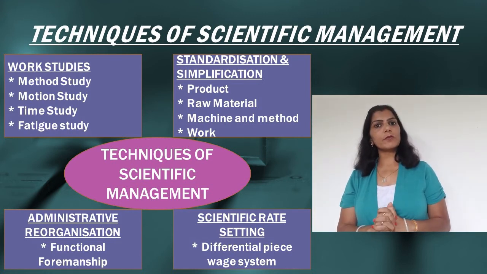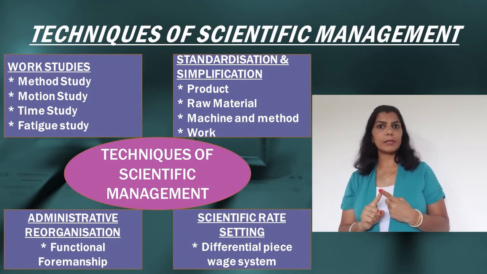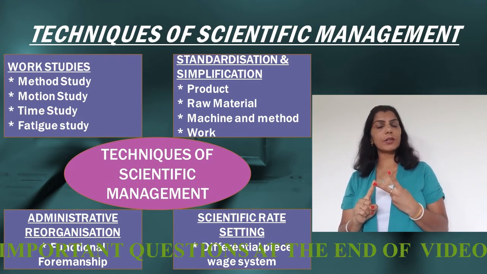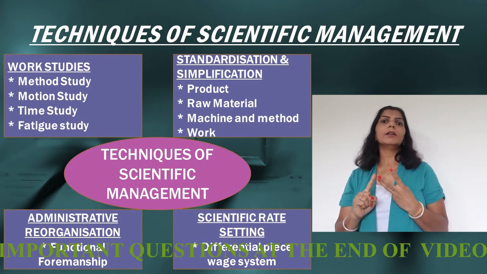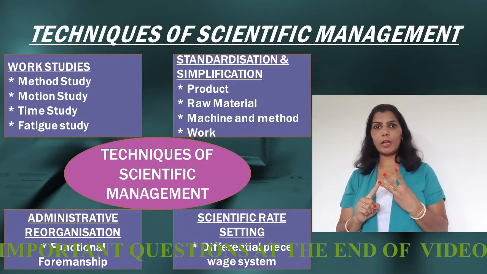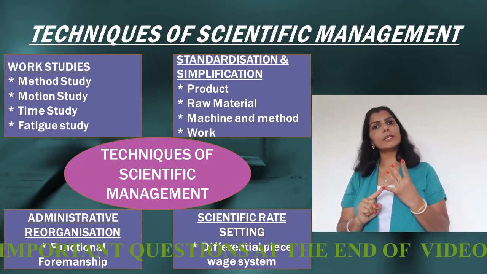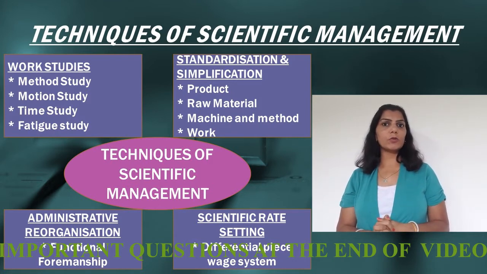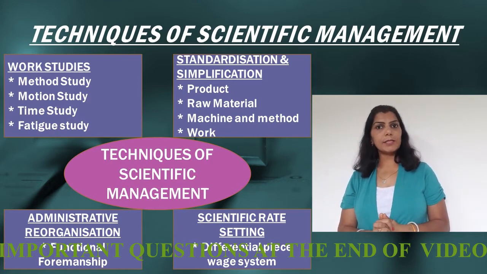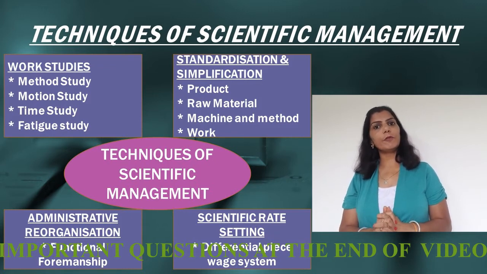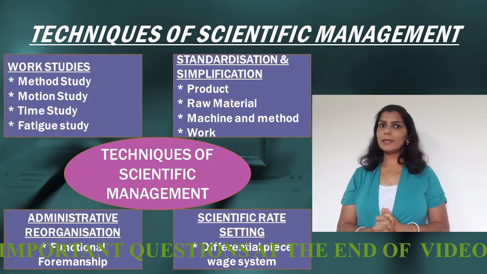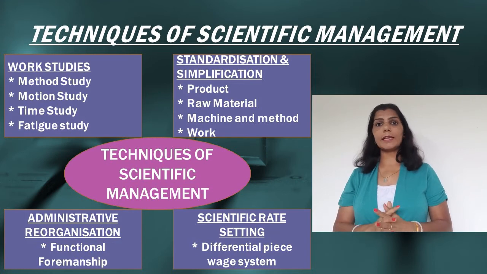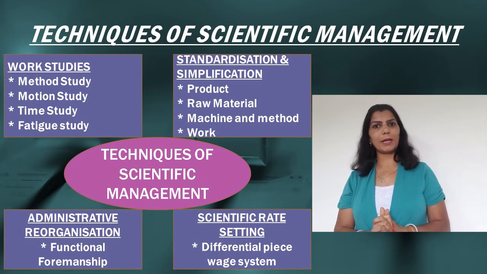Now the techniques of scientific management basically focuses on four main elements. First is work study, second is standardization and simplification of work. Third is administrative reorganization, and fourth is scientific rate system. Now work study mainly includes motion study, method study, time study and fatigue study. Now let's understand these and other techniques of scientific management one by one.